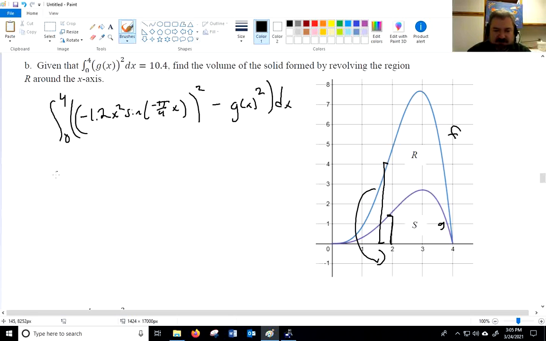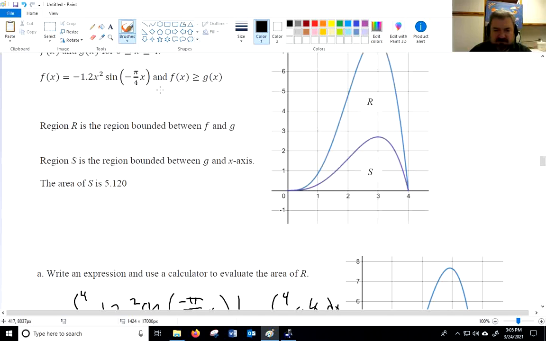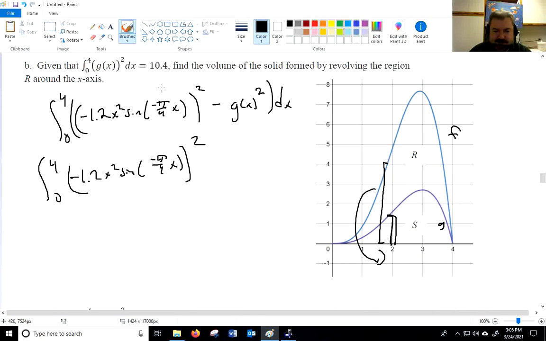Well, I can use properties of integrals to split this apart from 0 to 4. Negative 1.2x squared sine of negative pi over 4x, squared. I'm thinking that's a negative pi over 4, right? That's what that was. Yeah. Minus the integral from 0 to 4 of simply g of x squared dx. Well, they told us that integral was 10.4, so I just need to use a calculator to do this one.